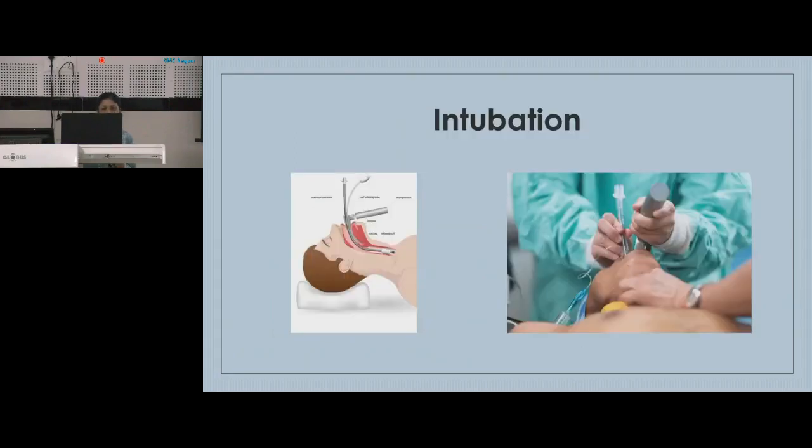After that, intubation is done. We need a laryngoscope, we need a proper size endotracheal tube, and nowadays we have more advanced gadgets like video laryngoscope and flexible bronchoscope in case of difficult intubation. Alternatively, we can also use a supraglottic airway, but they have specific indications and contraindications.